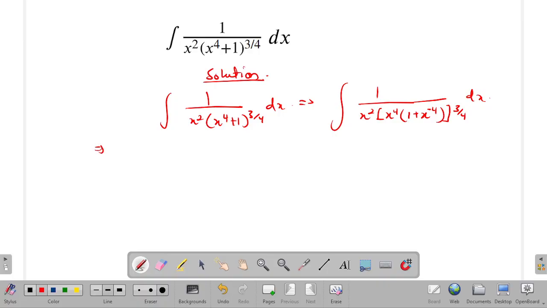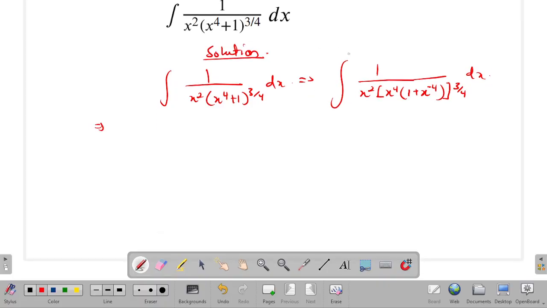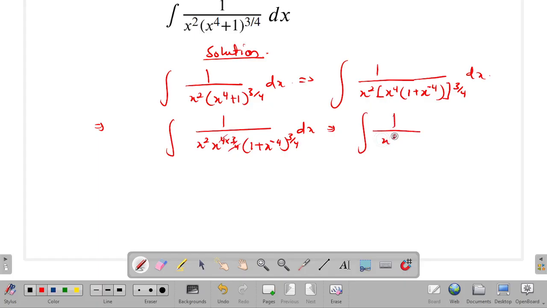So what do I do next? At this point, I need to remove this from this, the effect of this, right? Remember that I'm simply going to have the integral of 1 over the expression x squared, then this is x to the power 4 multiplying 3 over 4, close bracket 1 plus x to the power minus 4, all to the power 3 over 4, dx. Then at this point, realize 4 cancel 4. I get x cubed, right? So it becomes the integral of 1 over x to the power 5, (1 plus x to the power negative 4) to the 3 over 4, dx.